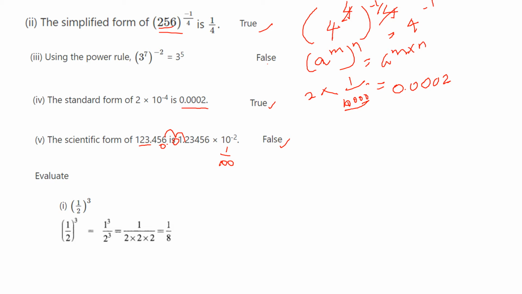Next question. Evaluate 1 by 2 whole cube. That means a by b whole to the power m equals a to the power m by b to the power m. So you can write it as 1 cube by 2 cube. 1 cube is 1 and 2 cube is 2 into 2 into 2, 8. Therefore the answer is 1 by 8.